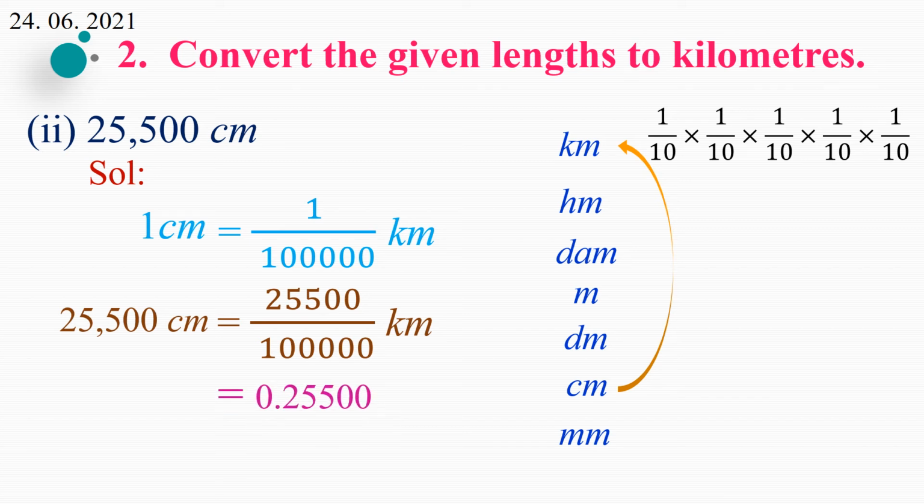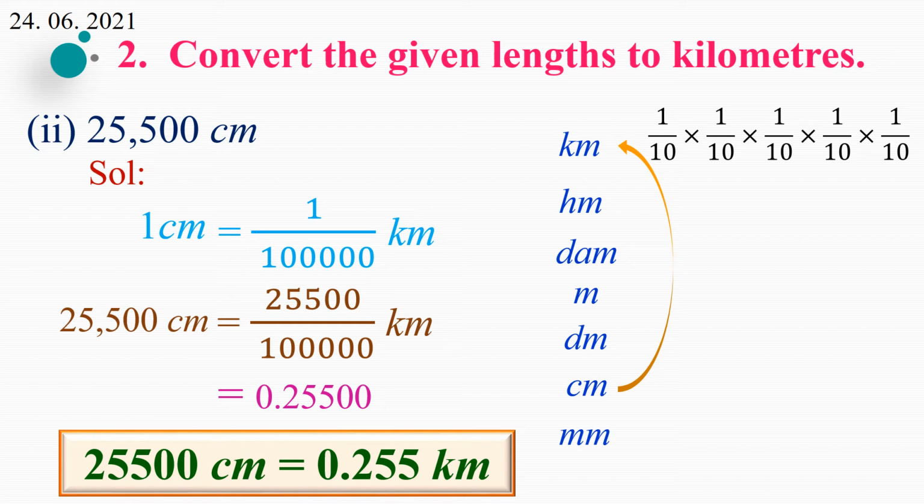The decimal point moves 5 places to the left. We get the answer is 0.25500. Therefore, 25,500 centimeter convert to kilometer. We get the answer is 0.255 kilometer.